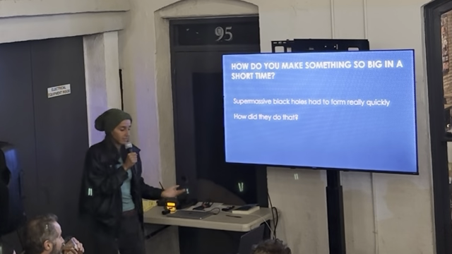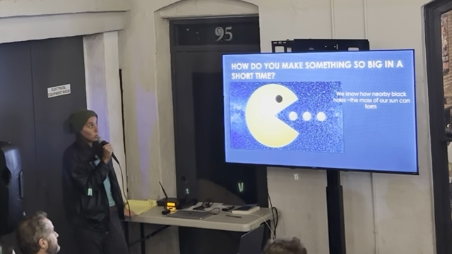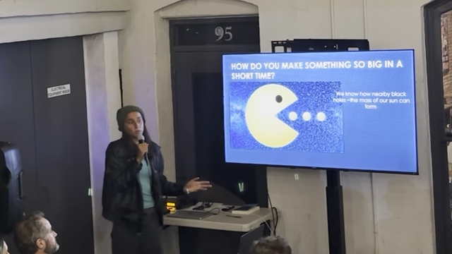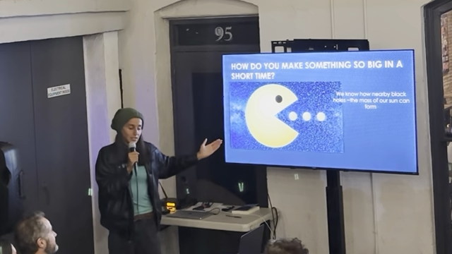So that means we have to make these extremely big black holes in a really short time. So how do we do that? Let's consider some possible explanations. So first, we know that nearby black holes form that are roughly the mass of our sun. So let's just make one of them Pac-Man and have it eat a ton of stuff around it, okay?